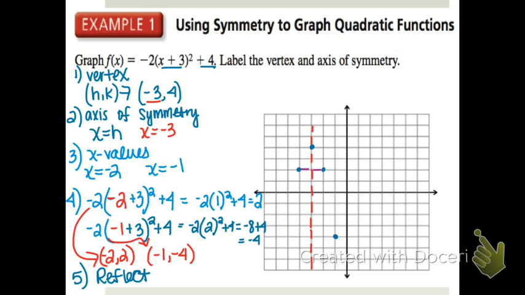Same idea here. There's a distance of 2 between the axis of symmetry and my point. So from the axis of symmetry, I'm going to go a distance of 2. And that's my reflected point. You don't need those purple lines there. I just did that to show how I found my reflected points. And you could probably see that without drawing those lines. So I'll just go ahead and erase them so we can just see the graph.